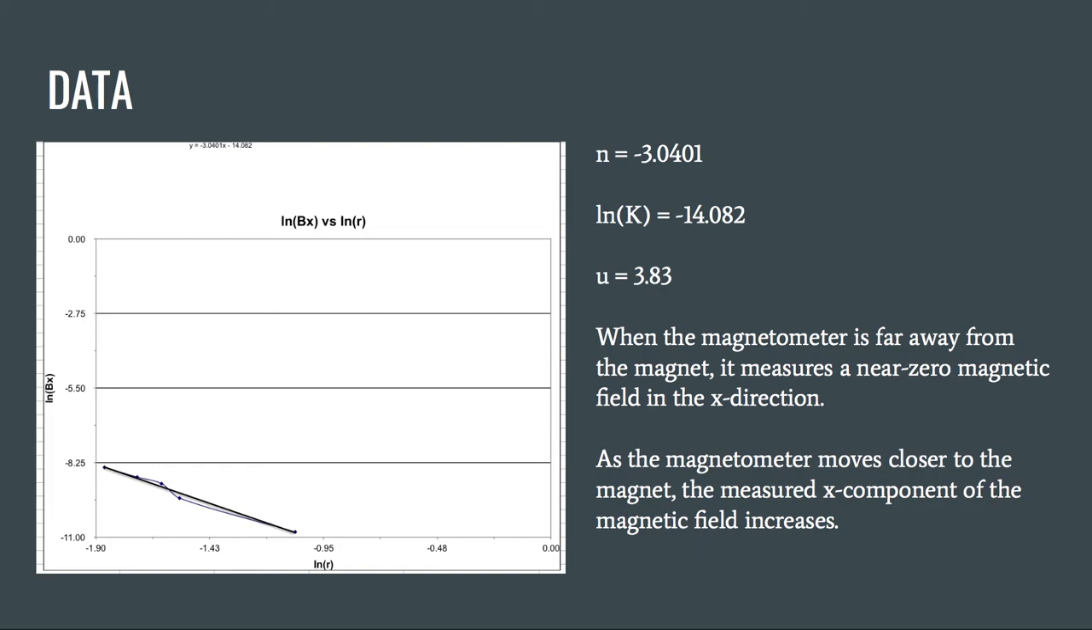When the magnetometer is far away from the magnet, it measures a near zero magnetic field in the x direction, and this is important to make sure we are in line with the Earth's magnetic field. As it moves closer to the magnet, the measured x component of the magnetic field increases.